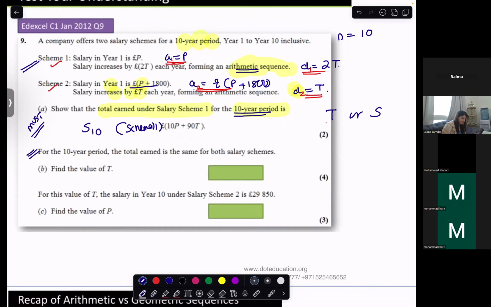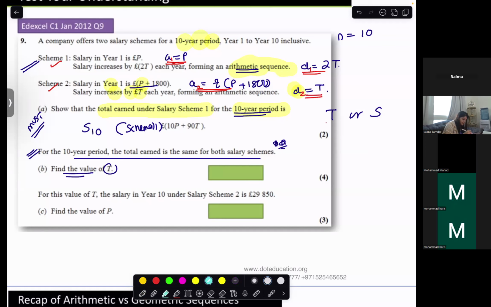Okay, and then they've asked us: for the 10-year period, the total earned is the same for both salary schemes. Find the value of T. Okay, what are they trying to tell us? That we need to find the value of T. But what information can I use? What equation can I put in to find the value of t? That both of their SNs are the same.